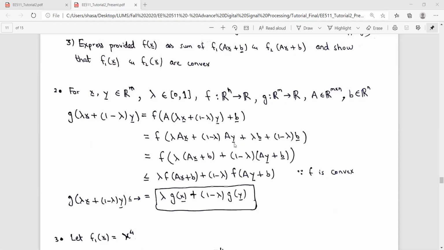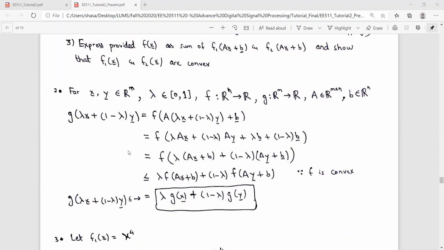So through this update, by further reorganization, it is equal to f of lambda ax plus b plus 1 minus lambda ay plus b. And using the information that f is convex, we can say that this is less than or equal to lambda f of ax plus b plus 1 minus lambda f of ay plus b, which is equal to lambda g of x plus 1 minus lambda g of y.